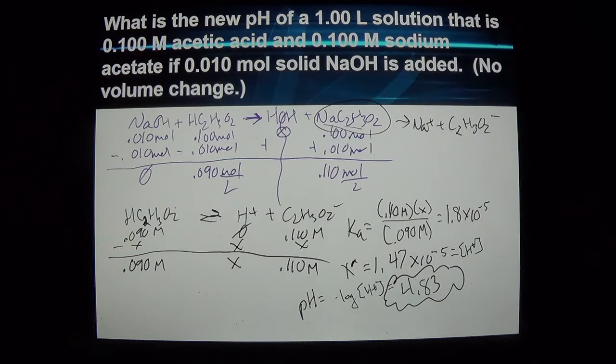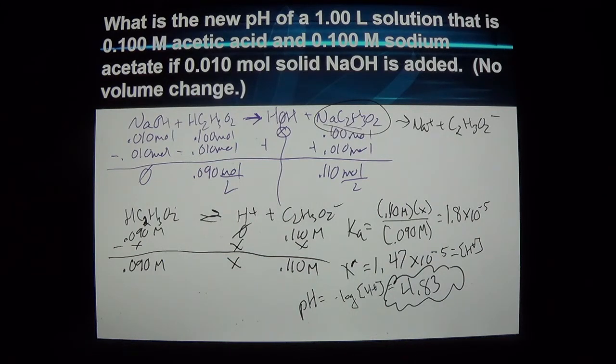Remember, without the buffer, it changed it about 1. And without any acid in it, it changed it 5. So the effect of a buffer is really profound. Does this mean, well, why can't we make all of our things buffers and then be sure it's at the same pH like forever with very little change?